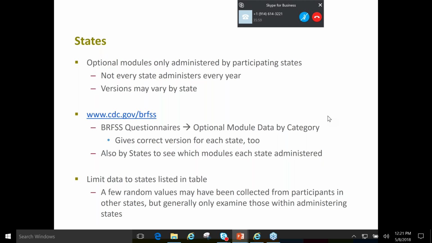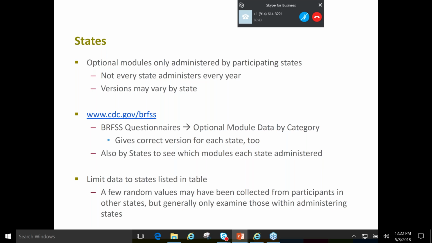And when you do the analysis, you want to make sure that you're using the correct data sets. There are multiple data sets on the BRFSS website, and you want to make sure that you're using the correct one. And here I've provided the website for BRFSS, www.cdc.gov/BRFSS. And if you go to the BRFSS questionnaire box, and go to a section labeled optional module data by category, that gives the correct version for each state too. So you'll know which state completed the module, as well as which version of the module.